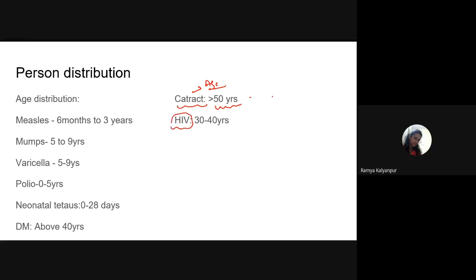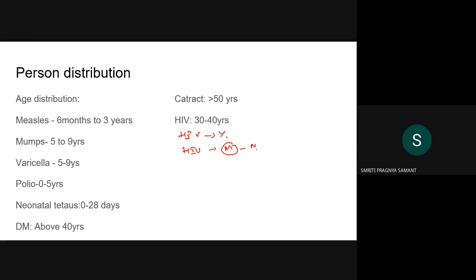Then what about HIV? Even HIV shows an age distribution. It is most commonly seen among individuals between 30 to 40 years. Now, can you tell me, does HIV show a sex distribution? Is it more common in males or females? Do you think that it can show? No, no.